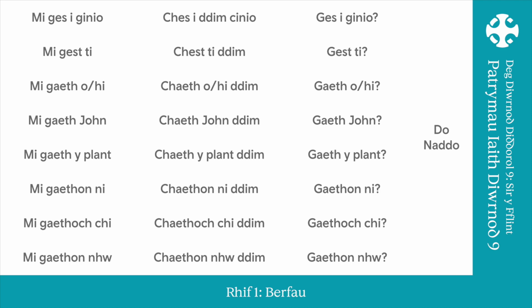Cael, past tense. Mi ges i ginio, mi ges ti, mi gaeth o, mi gaeth hi, mi gaeth Edward, mi gaeth y plant, mi geithon ni, mi geithoch chi, mi geithon nhw. Ches i ddim cinio, ches ti ddim, chaeth o ddim, chaeth hi ddim, chaeth Edward ddim, chaeth y plant ddim, chaethon ni ddim, chaethoch chi ddim, chaethon nhw ddim. Ges i ginio, ges ti, gaeth o, gaeth hi, gaeth Edward, gaeth y plant, geithon ni, geithoch chi, geithon nhw.